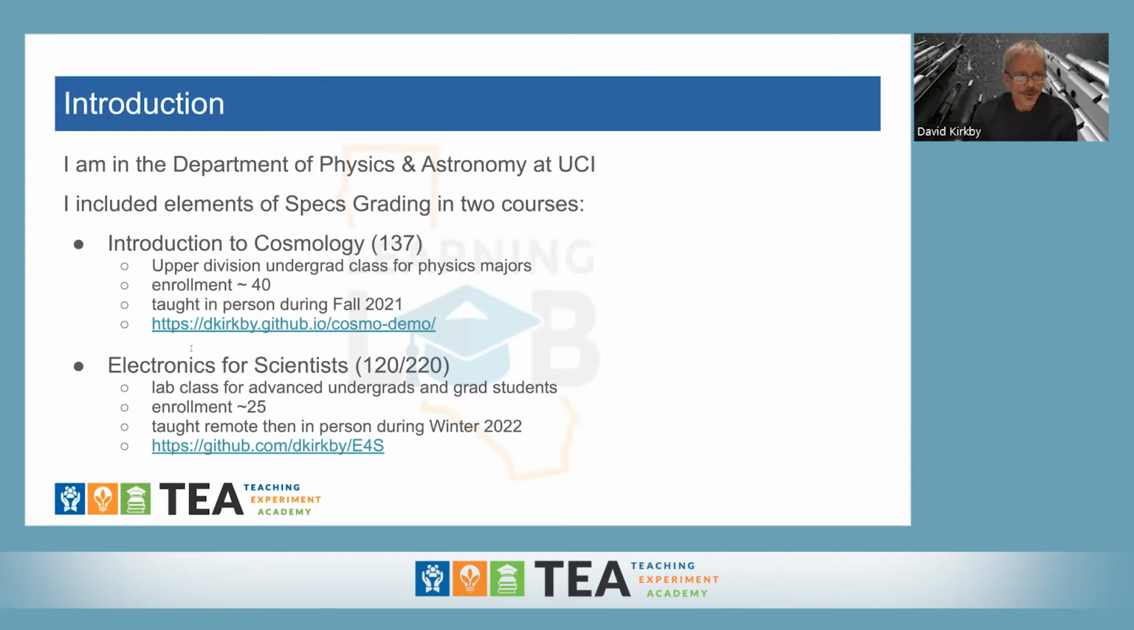And also in the winter, I tried some different things in a class called Electronics for Scientists. It's a lab class, although not really a traditional lab. It had an enrollment of about 25, and it's a bit unusual because it's a class taken both by undergraduates and graduate students. So it's cross-listed. And as Michael mentioned, we taught that remote for the first few weeks and then in person during the last few weeks. And for both of these courses, I had no TA or grader support, so that definitely guided the things that I tried to implement.